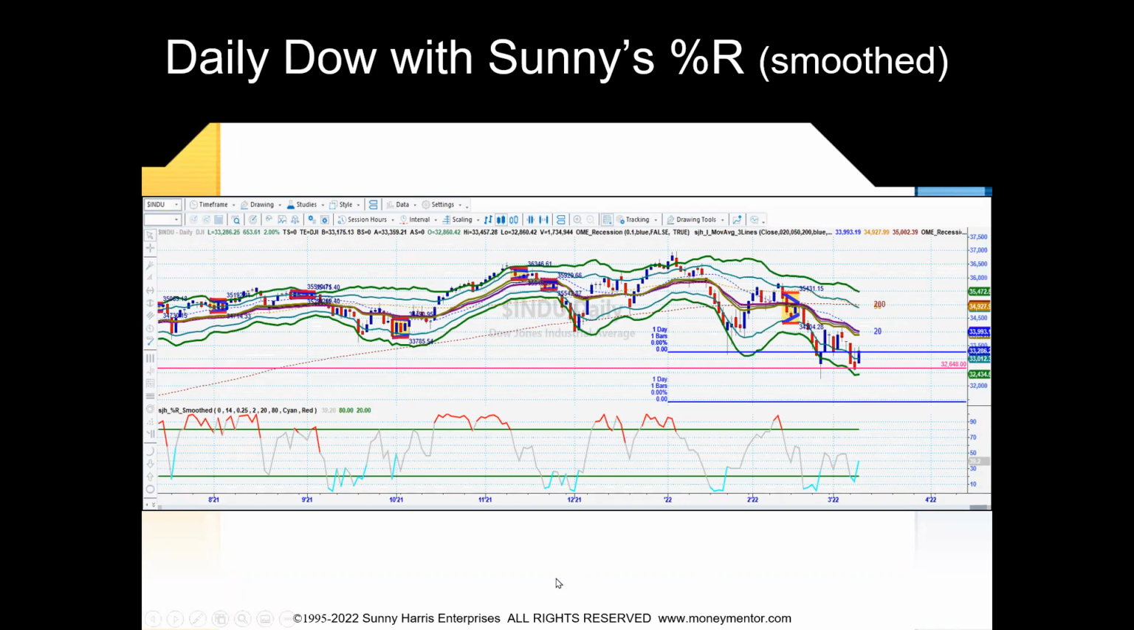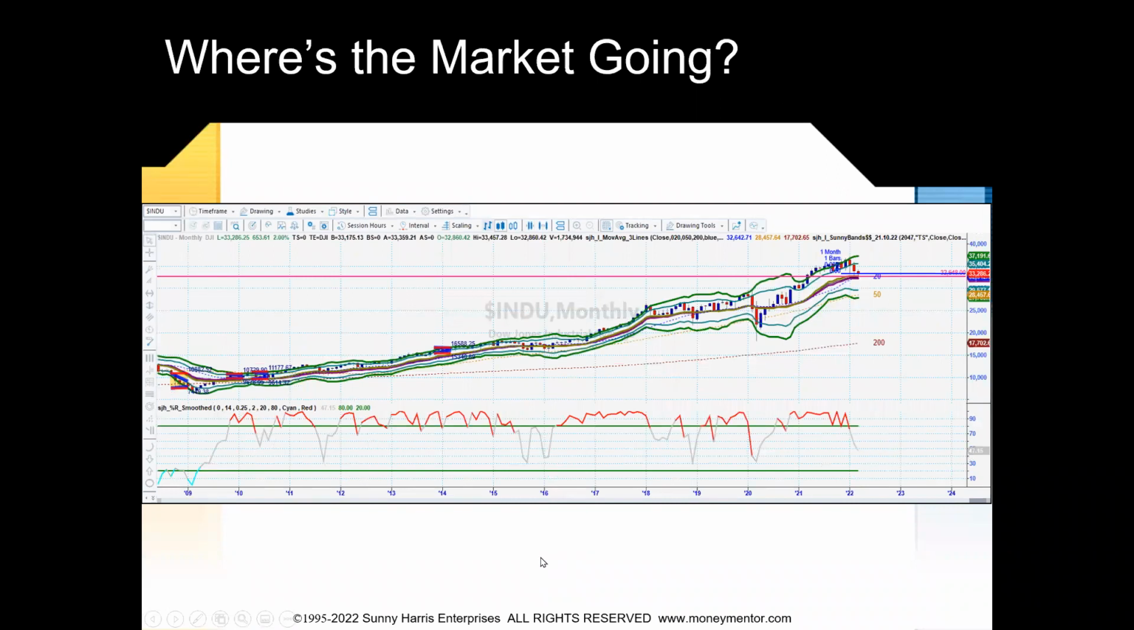And I have it for RSI and %R and ADX all, because I find them much more accurate and much easier to read if they've been smoothed. Here is the Dow on a monthly basis, and that 10% down doesn't look so bad if you look at it on a monthly chart, does it?